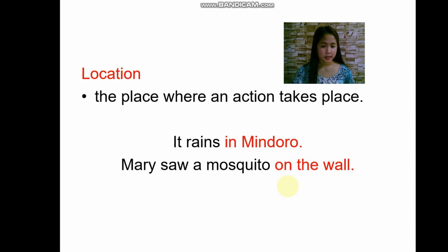For the next sentence, Mary saw a mosquito on the wall. Mary saw a mosquito in what location? Or Mary saw a mosquito where? And the answer would be on the wall. And these are examples of location.